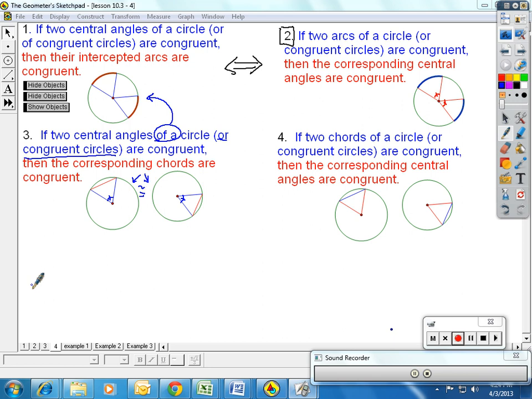Okay. So here I've got central angles that are congruent. What do I conclude? In red, I've got congruent corresponding arcs, or chords, I'm sorry. So I'm showing chords. Again, this is biconditional with number 4. It just says now if I start with chords congruent, then their corresponding central angles are congruent.